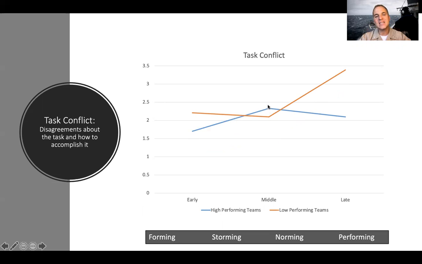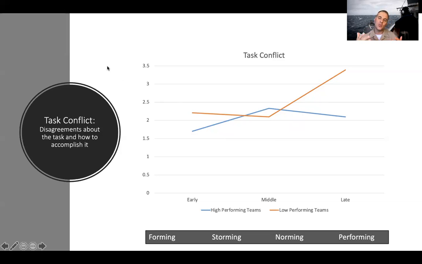And at this point, task conflict for a high-performing team is actually higher than it is for a lower-performing team at the midpoint, and then it goes back down again. What does this illustrate, right? And then for a lower-performing team, they have kind of mid-range task conflict and it just stays low, gets even a little bit lower than the other team, and then it goes up towards the end.